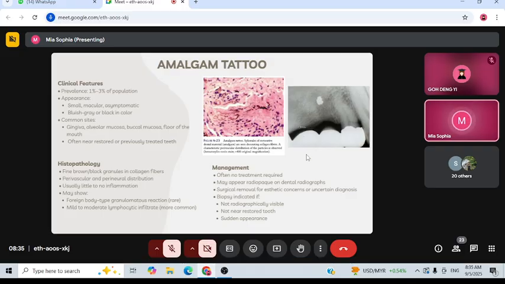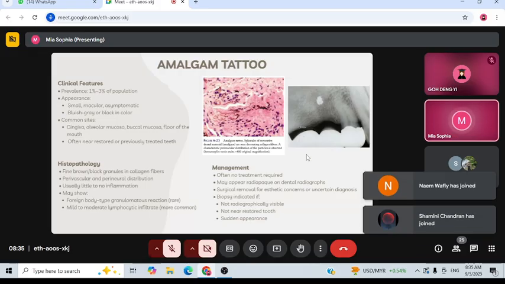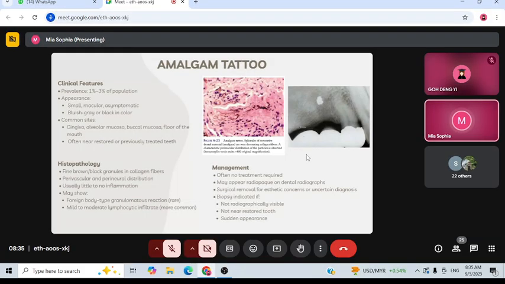Histologically, we see fine brown or black granules embedded in the collagen fibers, usually around blood vessels or nerves. There is typically little to no inflammation, but in some cases, a mild lymphocytic infiltrate or even a foreign body type granulomatous reaction might be present.